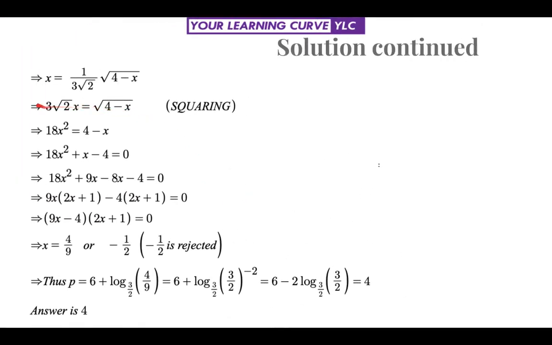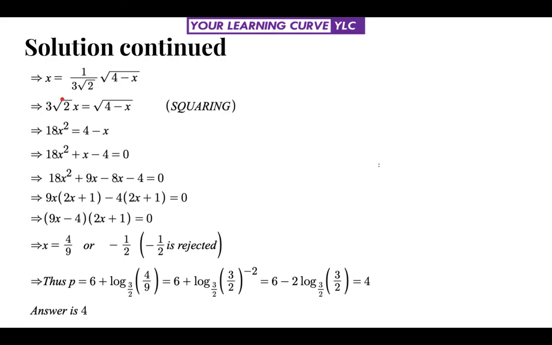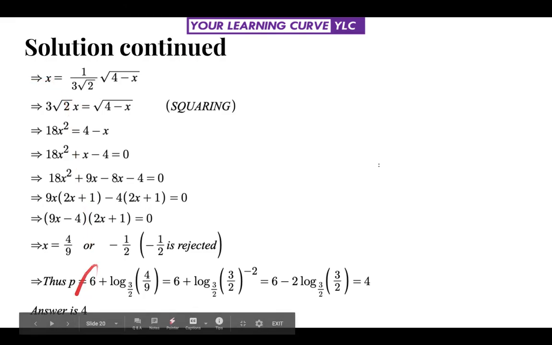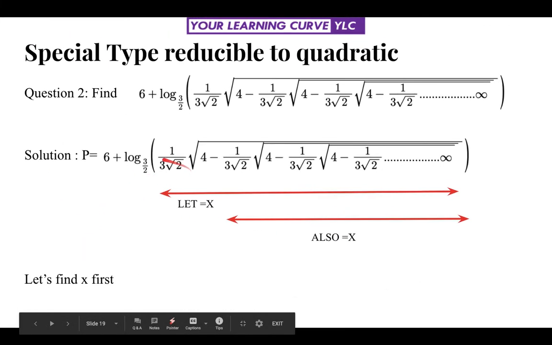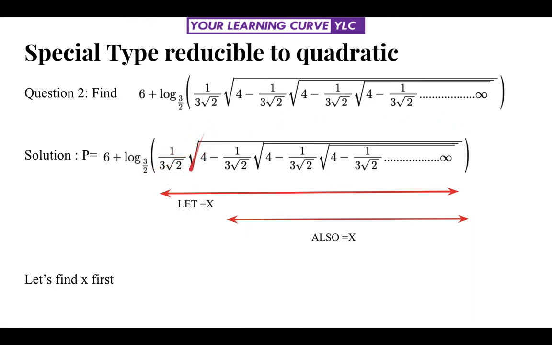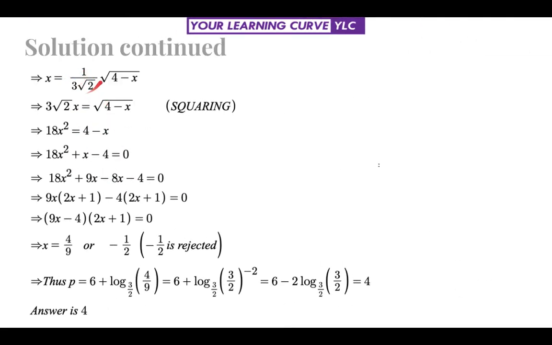First try to find the value of x. x is equal to 1 by 3 root 2 times root over 4 minus, and this is again x. So x is equal to 1 by 3 root 2 root over 4 minus x. Cross multiply, you get 3 root 2 x is equal to root over 4 minus x. Square it, you get 18x squared, that is 3 into 3 is 9, into 2 is 18, 18x squared is equal to 4 minus x.